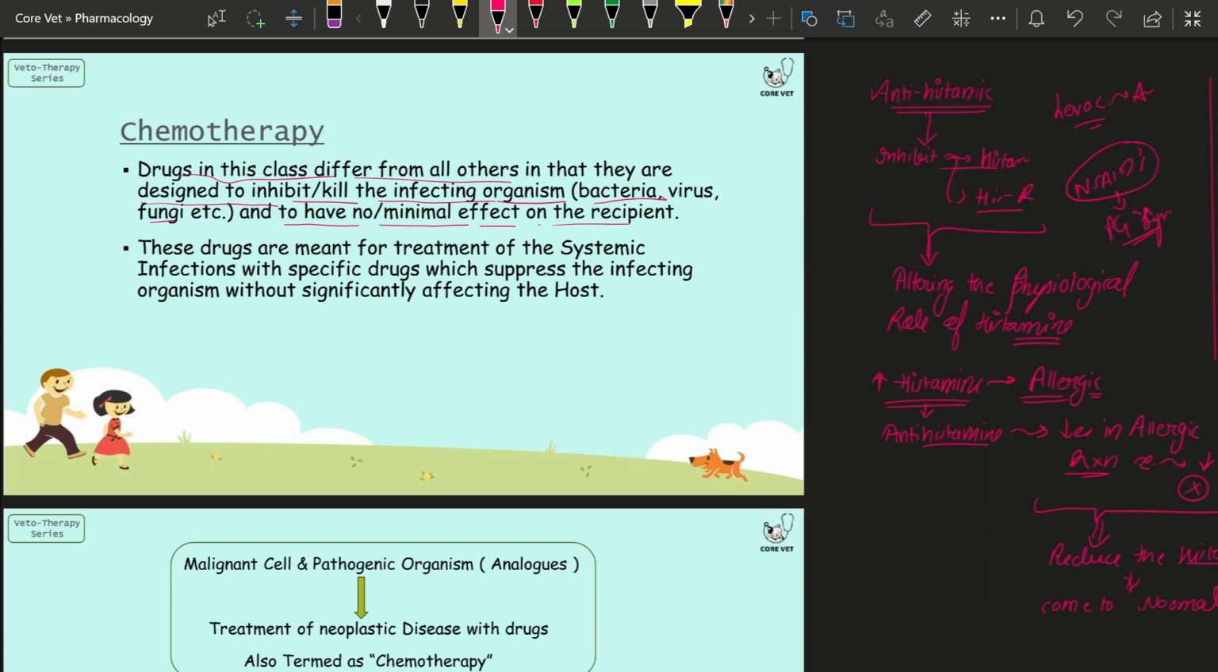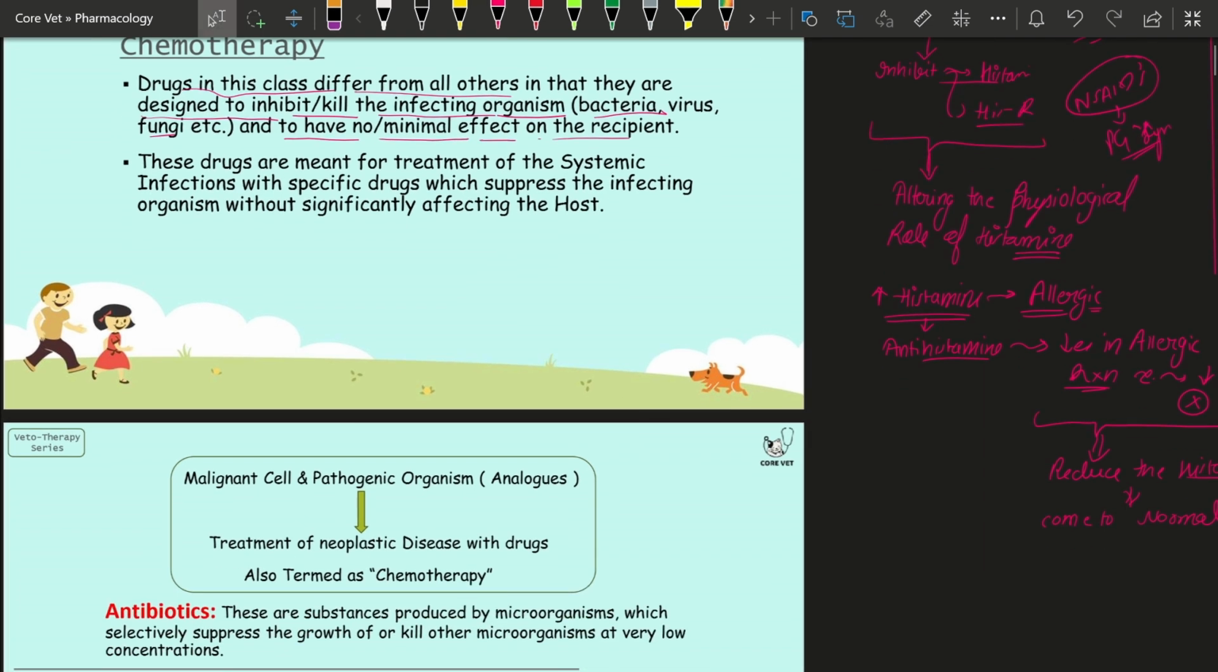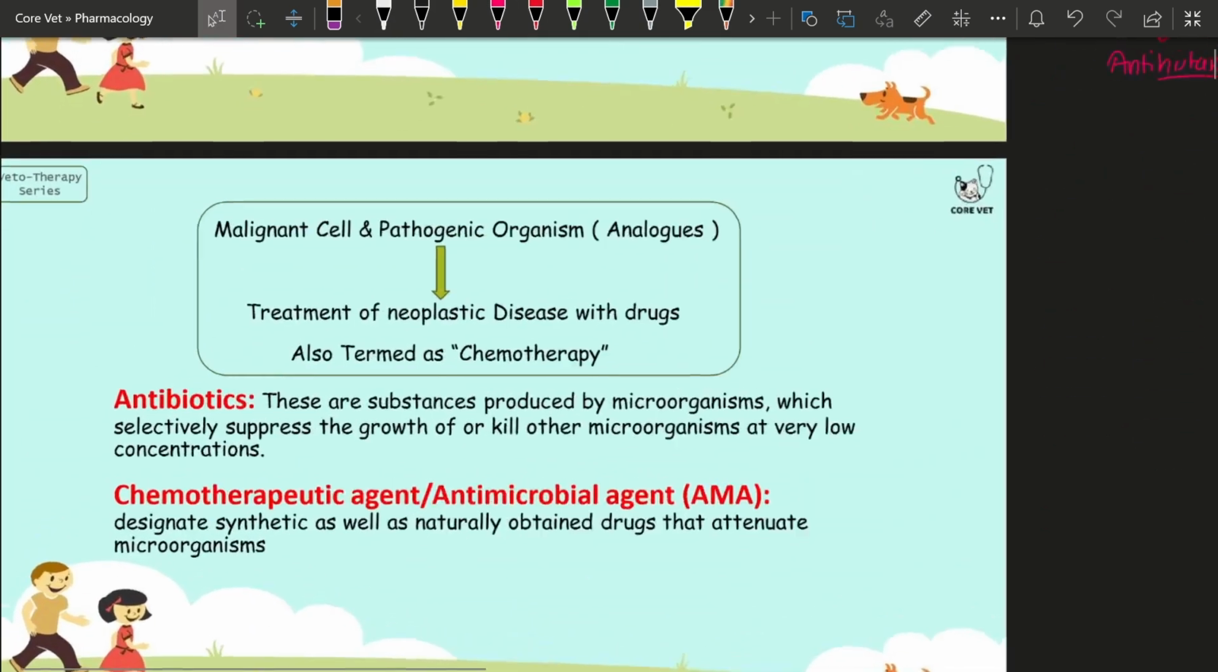What drug we are going to prescribe does depend on the physiological condition of the organism also. That we'll discuss in the second lecture of general chemotherapy. These drugs are meant to treat systemic infections with the use of specific drugs which suppress the infecting organism without significantly affecting the host.